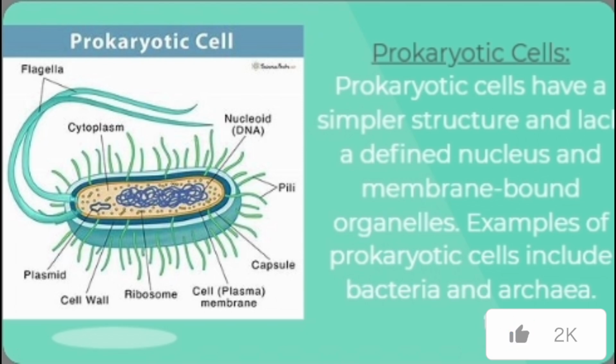These cells are typically smaller than eukaryotic cells and have a variety of shapes, such as rods, spheres, and spirals. Despite their simplicity, prokaryotic cells are incredibly diverse and can thrive in a wide range of environments.